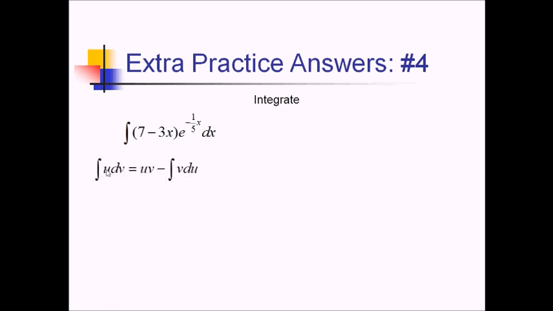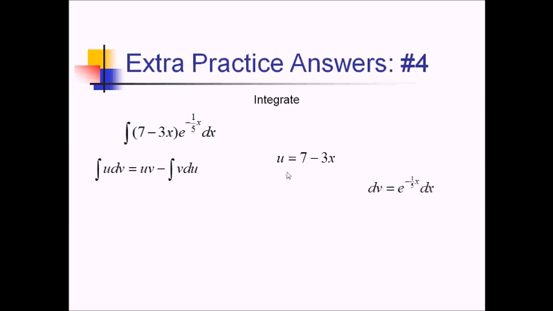For my u value, I've got a choice between algebra and exponentials, and I always choose algebra first in those situations. A before E in that LATE acronym, or the way you can think about it is I would much rather take the antiderivative of an exponential than an algebraic. So here's my u value, 7 minus 3x. dv then is this e to the negative 1/5 x dx.